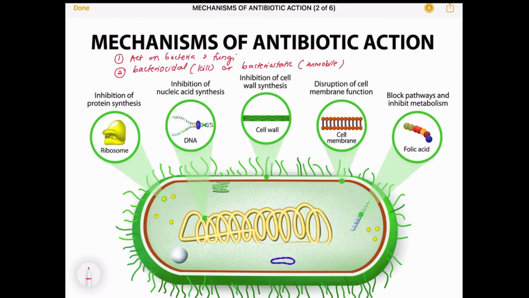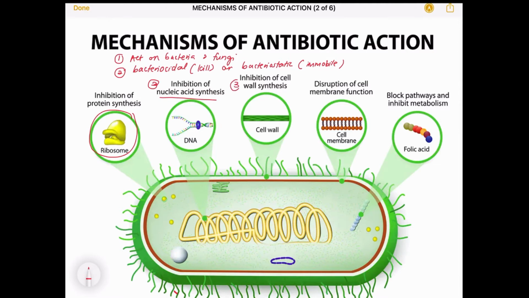So by looking at the diagram, can you identify the methods or the actions of antibiotic? Number one, to kill a bacteria or to stop a bacteria from multiplying, we can inhibit the protein synthesis by targeting the ribosome of the bacteria. So there will be no translation, no protein synthesis, so the bacteria will stop multiplying and die. Number two, we can inhibit the nucleic acid synthesis. So when there's no DNA replication, there will be no binary fission, then there will be no reproduction for bacteria.